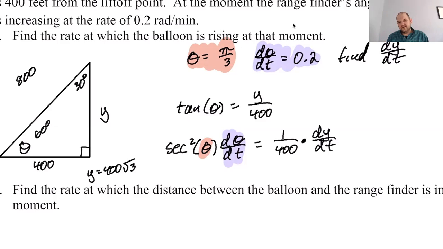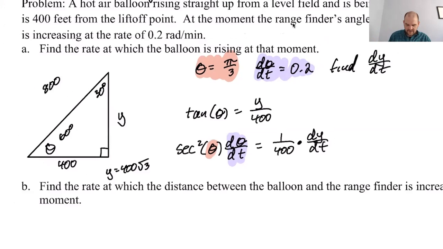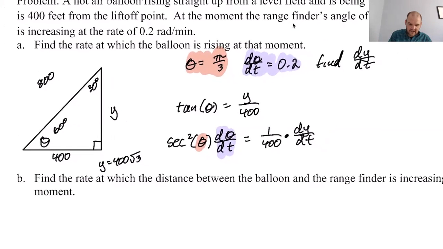I don't really need to know what y is, but if I did, that would be helpful. All right, let's see if we can sub in here. So I'm going to use the triangle. Secant is the reciprocal of cosine. Cosine is 1/2. So secant is 2. So this is going to be 2 squared.